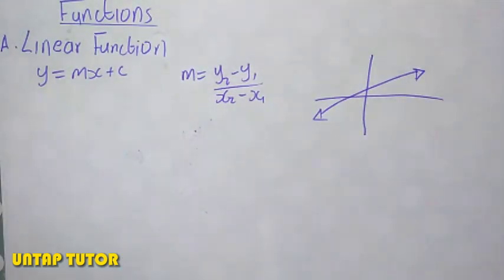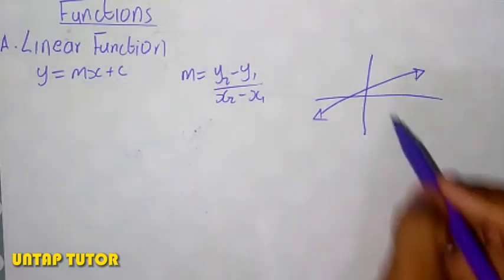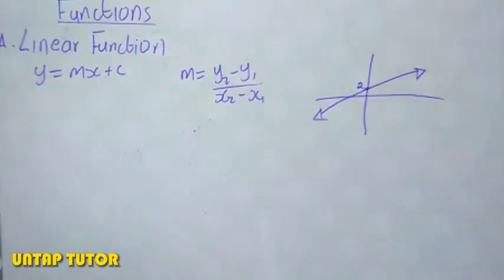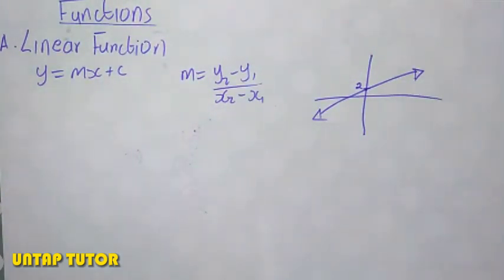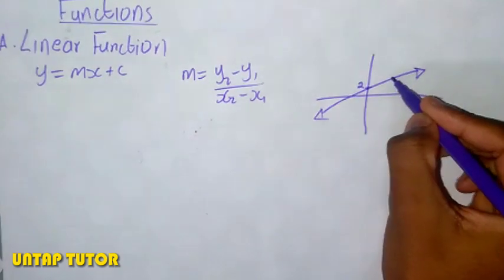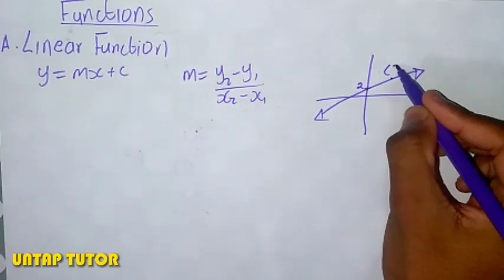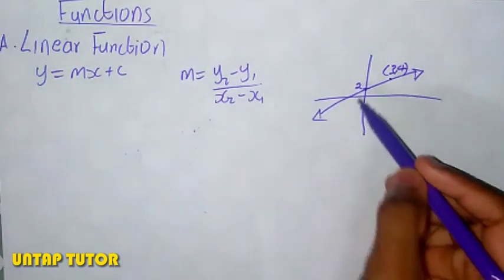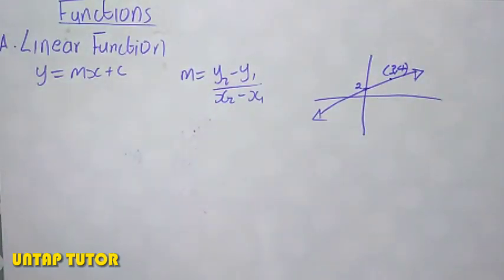There's really not much to discuss here. So let's say they give us something like this. They tell us that the intercept is 2, so we already know that, and they ask us to find the equation, and let's say they give us another point, which is (3, 4). So they give us another point and the intercept, and they tell us to find the equation of this graph or this function.